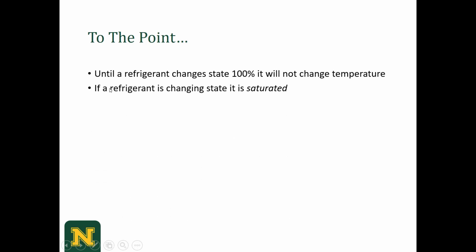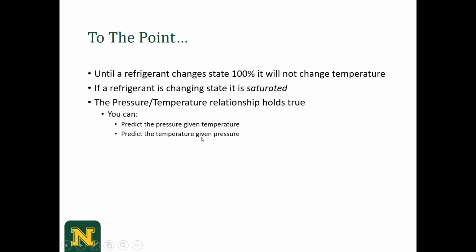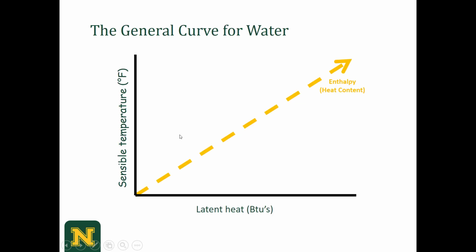So if the refrigerant is changing state, it is considered saturated, right? So then the pressure temperature relationship holds true. We can predict the pressure given any certain temperature, and we can predict the temperature given a pressure because of how the change of state has to take place in dealing with latent heat. So this chart right here is just showing how sensible temperature works with latent temperature. And we're measuring that latent heat in BTUs, measuring sensible temperature in degrees Fahrenheit for this graph here.